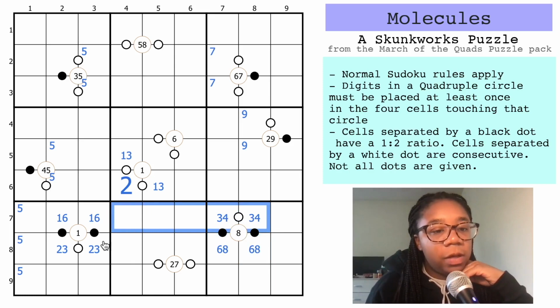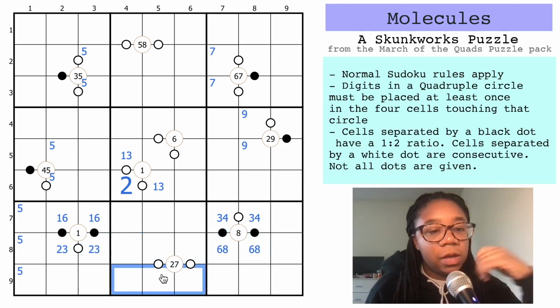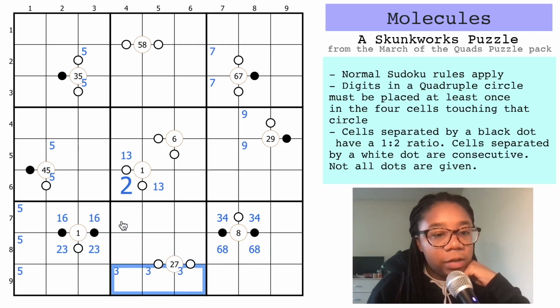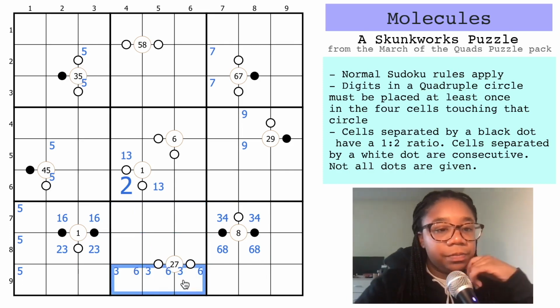And that will help me to look over and place 3s in the bottom row in this box. And same thing with the 6s, which will also be down here at the bottom.